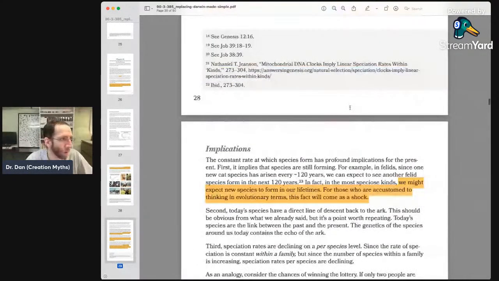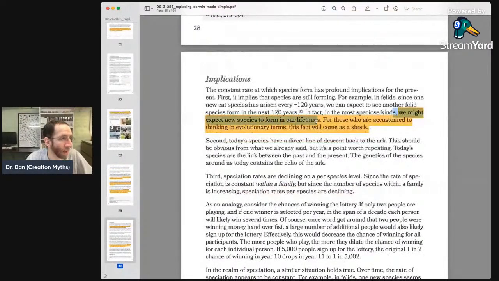Okay, what are the implications? Yeah, we might see new species form in our lifetime. For those who are accustomed to thinking in evolutionary terms, this fact will come as a, no, it's not. If you're familiar with evolution, you know that speciation can take place quickly. We know that evolution can take place fast. We've observed evolution events in human timeframes, a lot of them. Some of them extremely rapidly. In some cases, you can have speciation due to just one or a few mutations. You can have hybridization events. It happens all the time in plants where you have two different species, they hybridize, and then those hybrids can interbreed with each other, but they can't interbreed with either parent species.